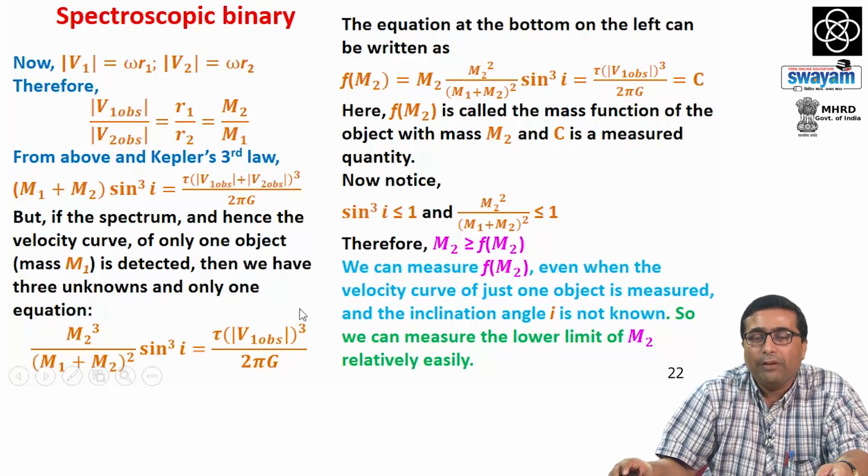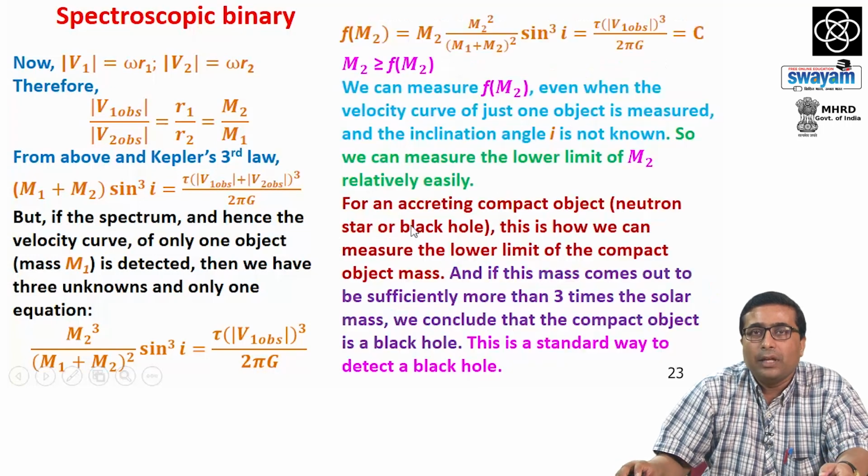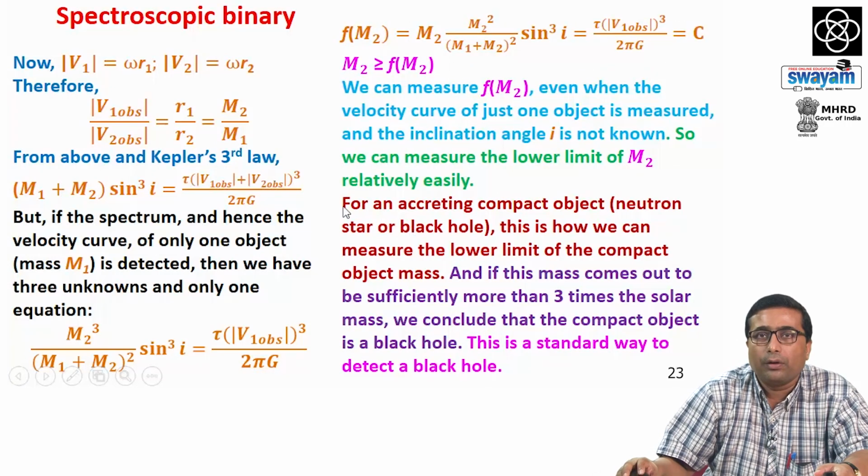So, even when we have just one equation and three unknowns, we can measure the lower limit of m2 relatively easily from this. This is very important for neutron stars and black hole mass measurements. For an accreting compact object, that is neutron star or black hole, this is how we can measure the lower limit of the compact object mass.